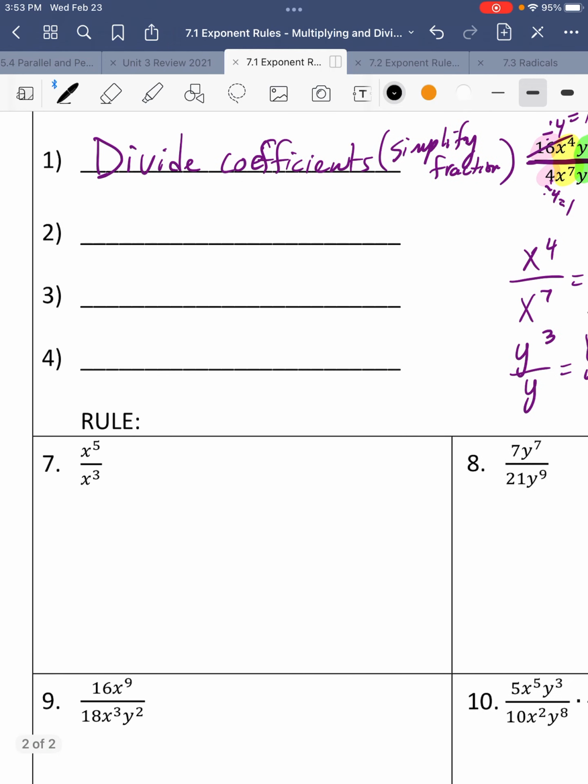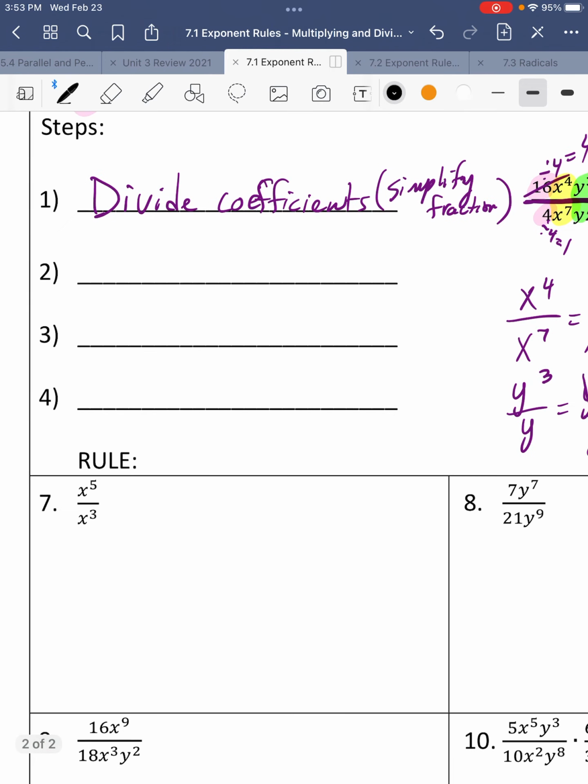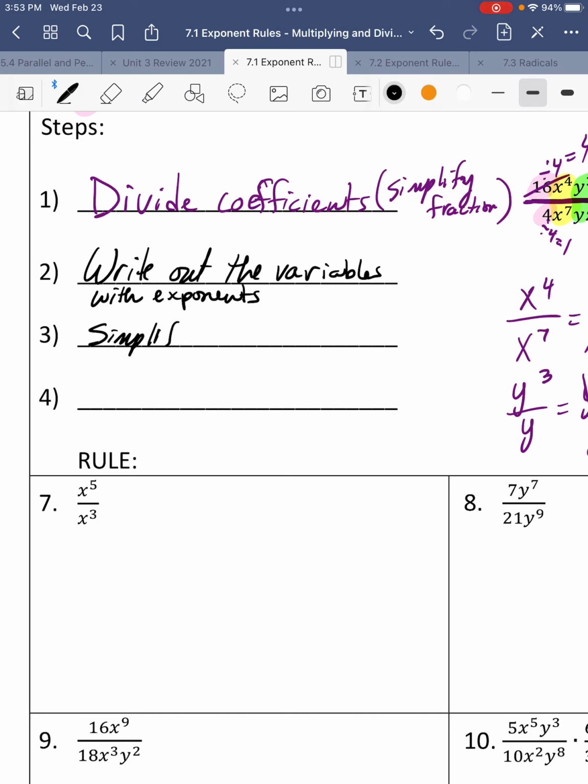So I kind of stopped with my rules or the steps here. So we want to write out the variables with exponents. We want to simplify the variables. Cross them out. And then write the answer.